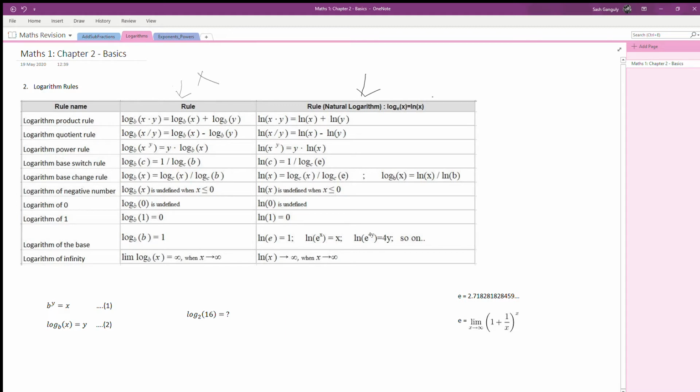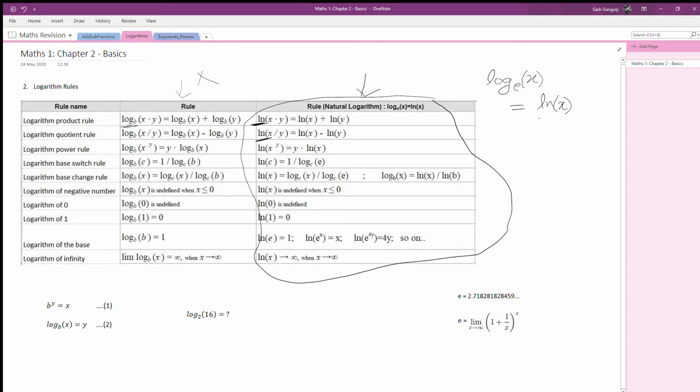But as far as the UOL exams are concerned, they care about the natural logarithm, which is ln. So when it comes to log, you'll use ln instead of the usual log form. So what is ln? ln is basically log with the base of e. Log base e of x, any variable x, is the same as ln of x, where ln is the natural logarithm.